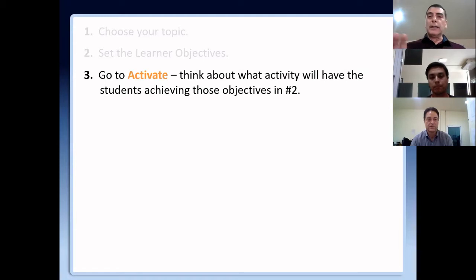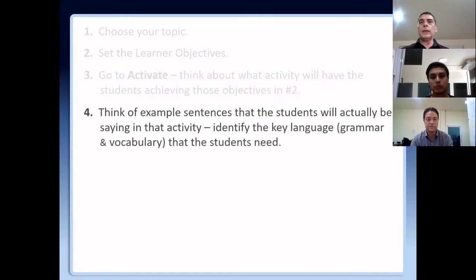So having done that, having identified an actual activity, it could be a role play, it could be a presentation, anything like that, the next thing that you want to think about is what the students will actually be saying. Think of example sentences of what they would be saying in conjunction with this topic. That then helps you identify what language points you need to cover in the lesson. It helps you identify what grammar and what vocab the students need to talk about that topic. In other words, those would be the language points of the lesson.